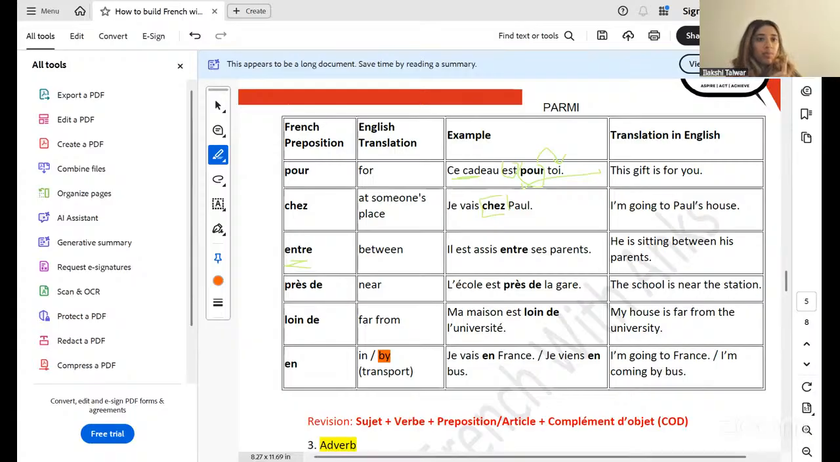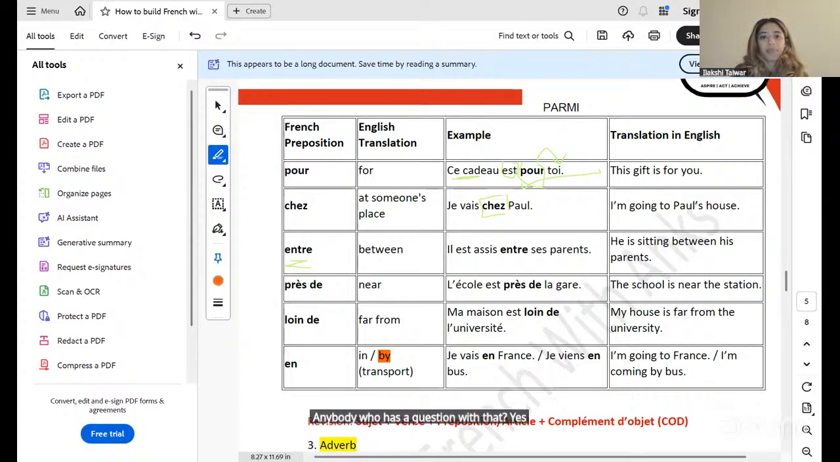Do you understand the difference? If it's à pied, it's by foot. À vélo, à moto. So your open transport would be à. But your closed transport will be en. Does that make sense? Anybody who has a question with that?